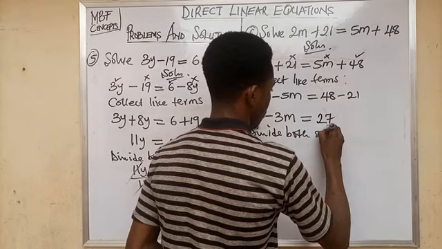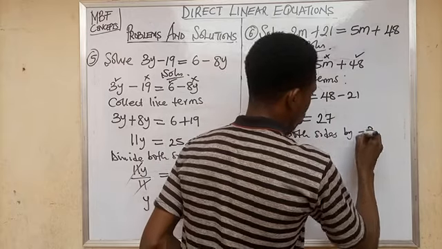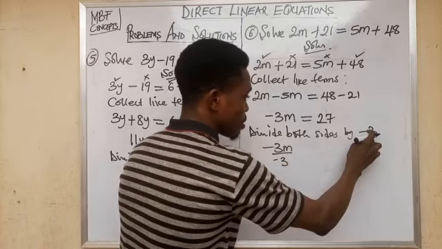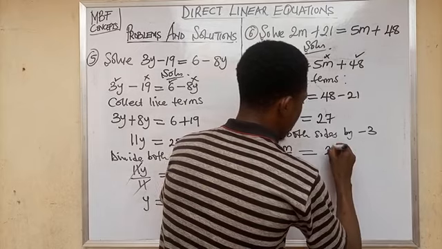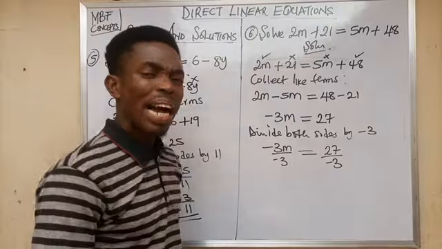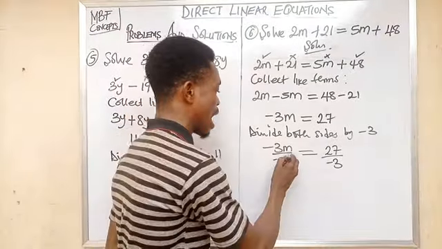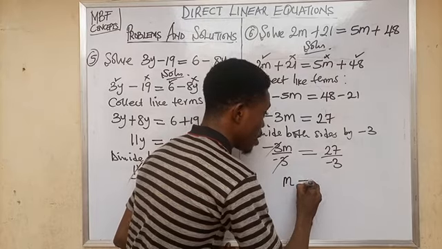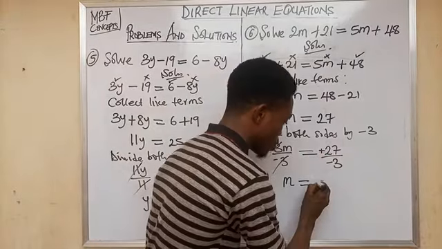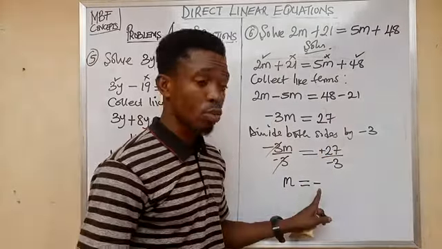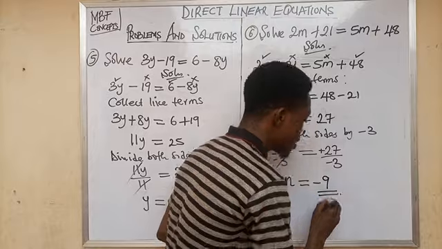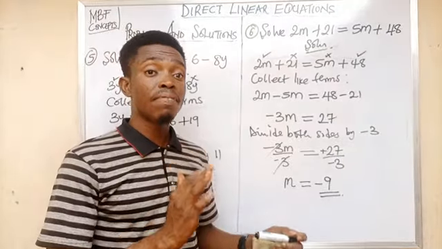Then we have divide both sides by minus 3. So by this statement we mean minus 3m over minus 3 is equal to 27 divided by minus 3. So now guys, minus 3 divided by minus 3, we are going to have positive 1. So we have 1m is equal to, now understand that this is plus 27. Plus divided by minus, we have minus. Then 27 divided by 3, guys, we are going to have 9. This is the answer to this very question.